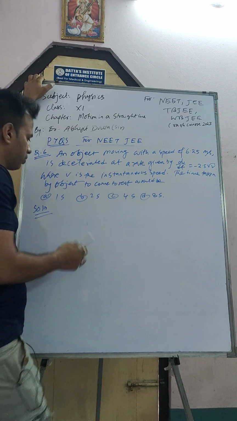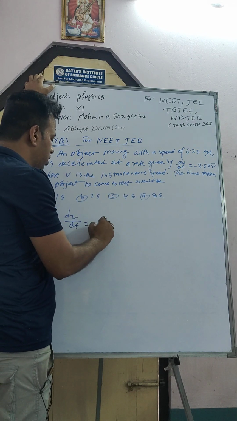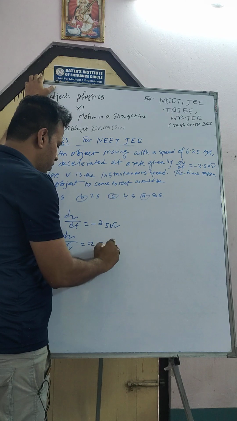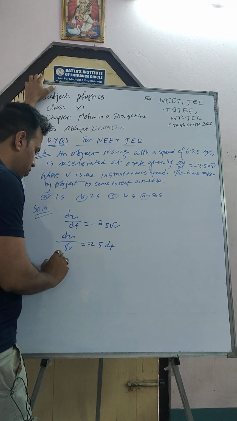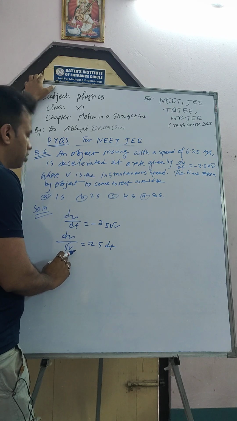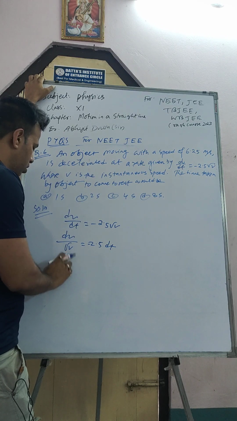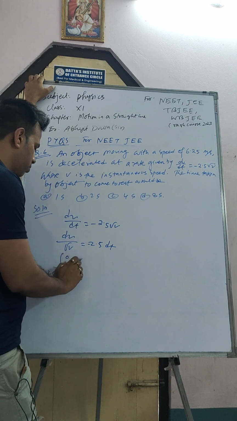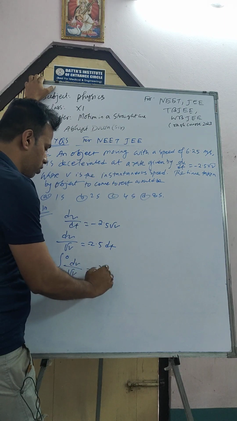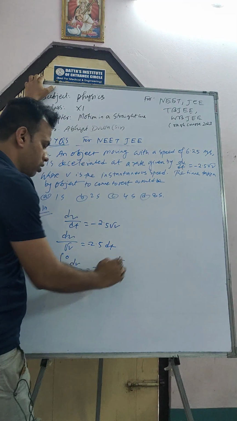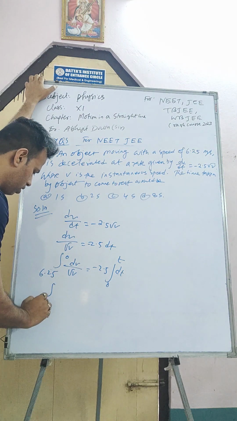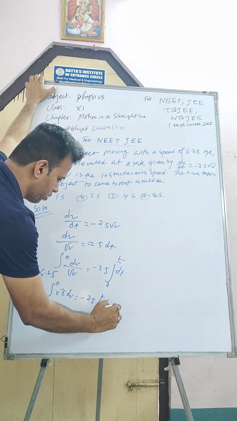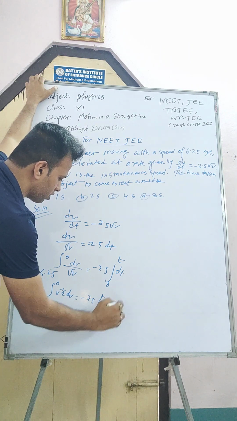So let's see what is given. dv by dt equal to minus 2.5 root over v. So dv by root over v equal to minus 2.5 into dt. If I take integration here, it will be from 6.25 to 0, since its starting velocity is 6.25 and final velocity will be 0, of dv by root over v, and minus 2.5 into dt from 0 to t.